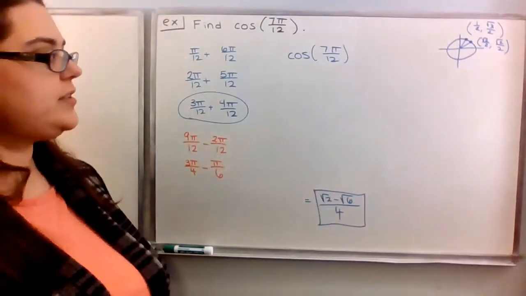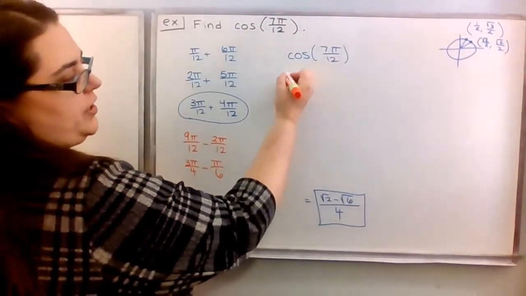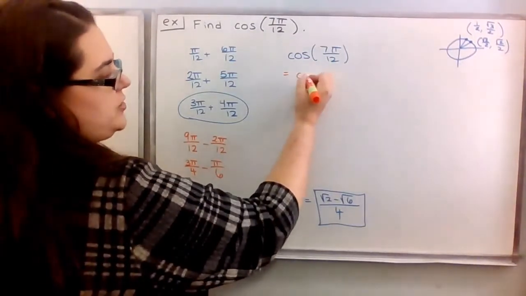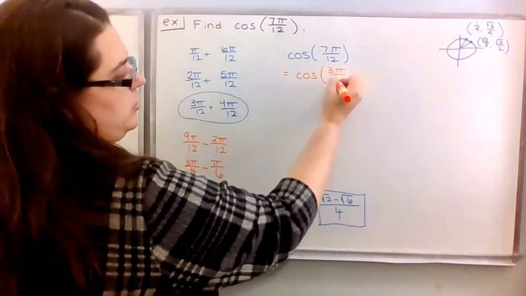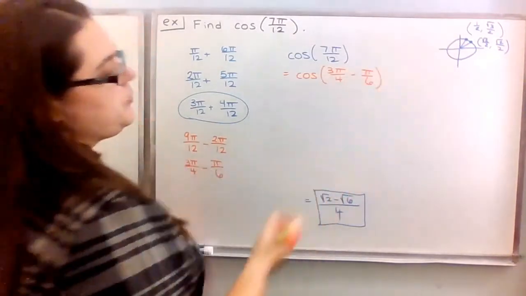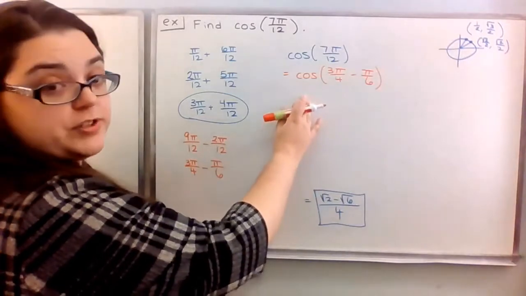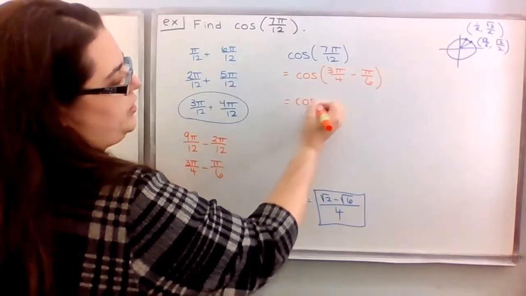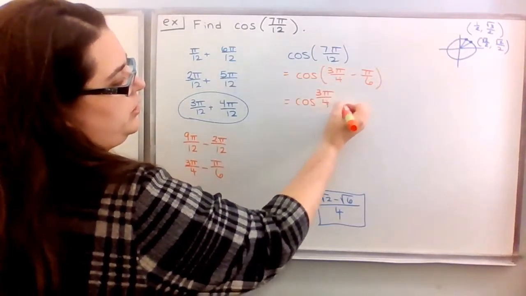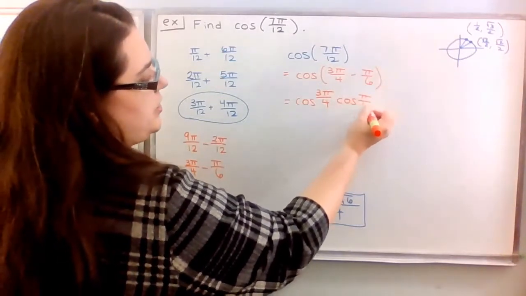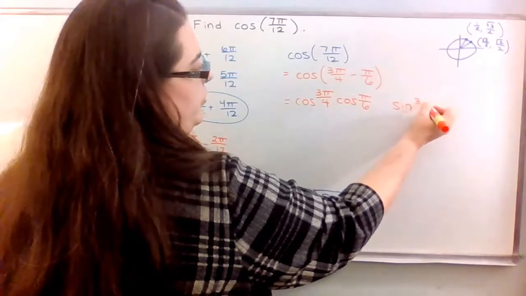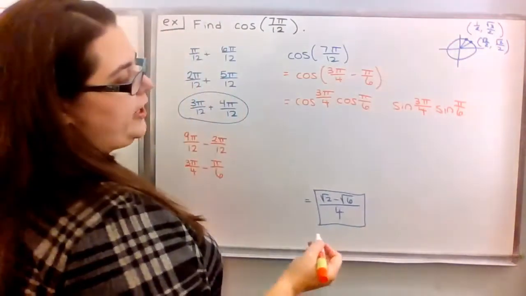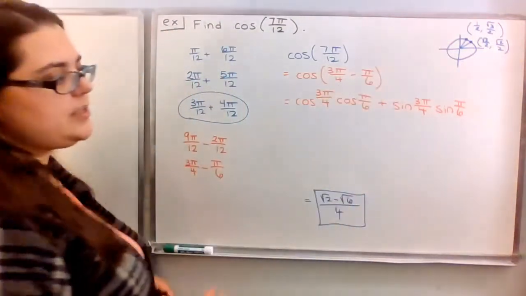So let's see if we get there in the end. We could have rewritten cosine of 7 pi over 12 as cosine of 3 pi over 4 minus pi over 6. This is still a cosine difference formula, so it's still going to be the same process: cos, sine, sine, opposite. So we're going to have cosine of 3 pi over 4, cosine of pi over 6, sine of 3 pi over 4, sine of pi over 6, and then the opposite of subtraction is going to be addition.